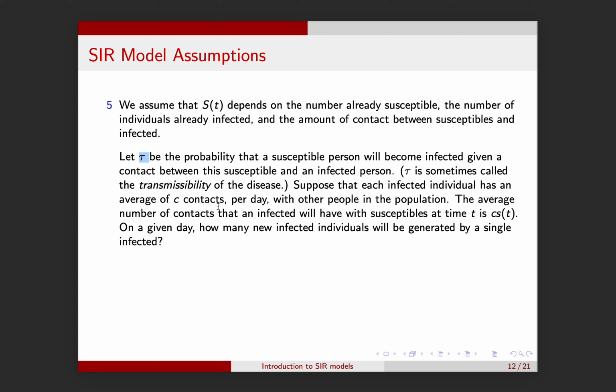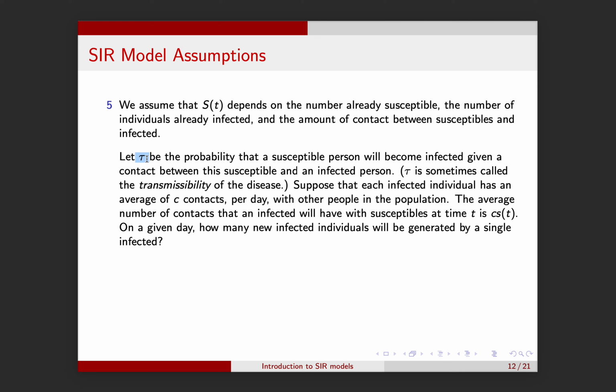So tau, in the literature, tau is like the T, right? It stands for transmissibility. Tau is the probability a susceptible person becomes infected given a contact between this non-sick person and a sick person. So, in other words, if I don't have COVID, but I bump into somebody who has COVID, like maybe I get within 2 feet of them and they cough, I don't know. It's not guaranteed that I get COVID. There's some probability I get COVID and some probability I don't.